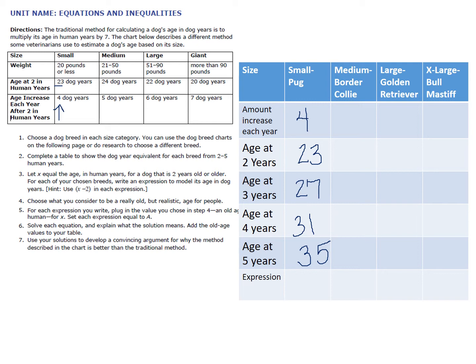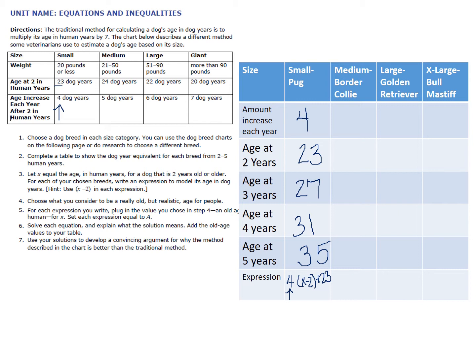So now we get to write that into an expression. We're going to put x minus 2, because they told us that as a hint. And every year past 2, they increase 4 years, so 4 times that. Let's see what that would be at 3 years. 3 minus 2 is 1, times 4 is 4. And we need to add the age they were at 2 years, 23.